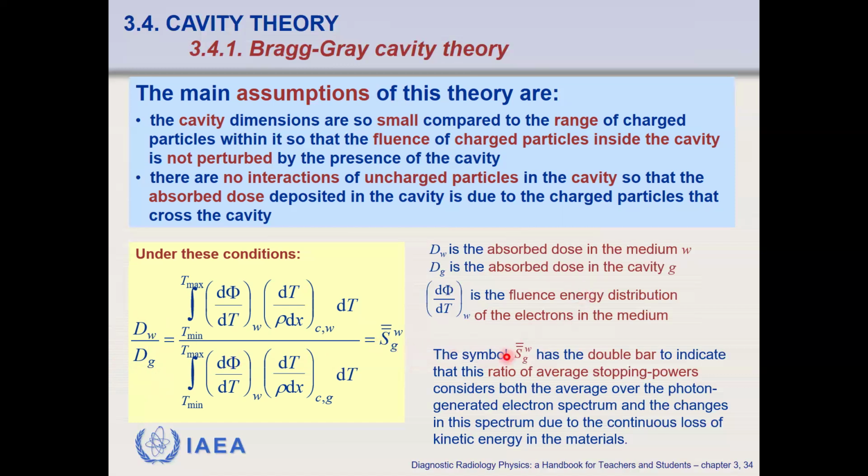What is the s? This is the symbol you see here. It also has a double bar, so I have s double bar. This double bar indicates that this is a ratio of average stopping powers. So here the s represents the ratio of the average mass stopping powers of the medium and the cavity gas. It represents a certain ratio. So here in the equation, dΦ over dT is the fluence energy distribution of the electrons in the medium.